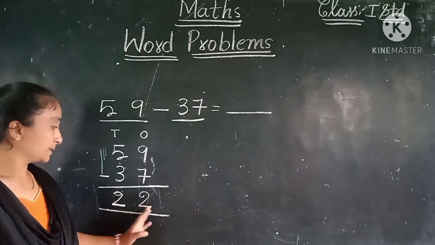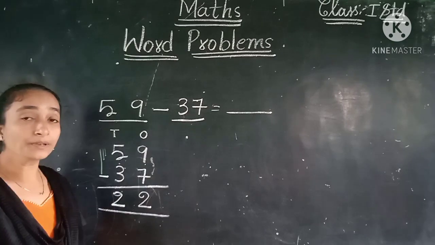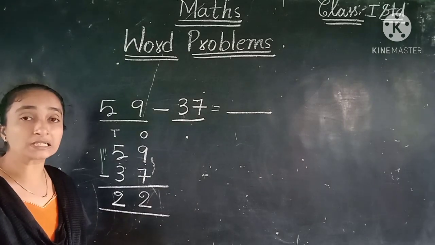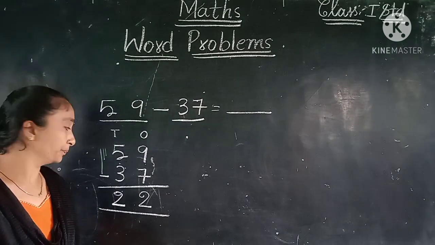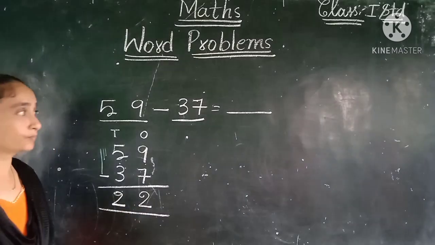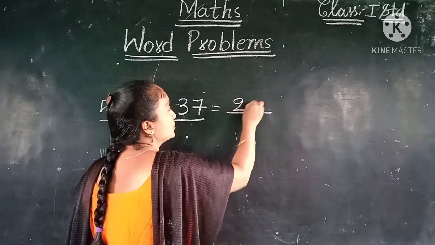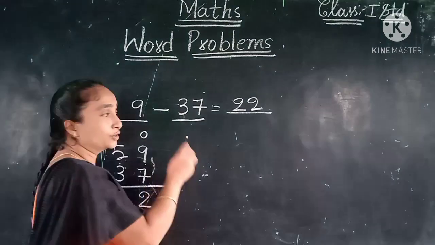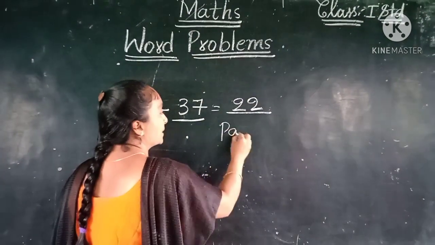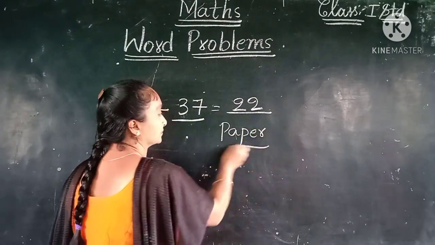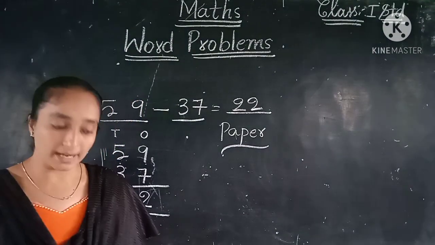So here we have completed the answer. Now how many sheets of paper are left with the ma'am? Yes, 22. So this we can write here, children, 22. 22 sheets of paper. This is the paper. So here we got the answer.